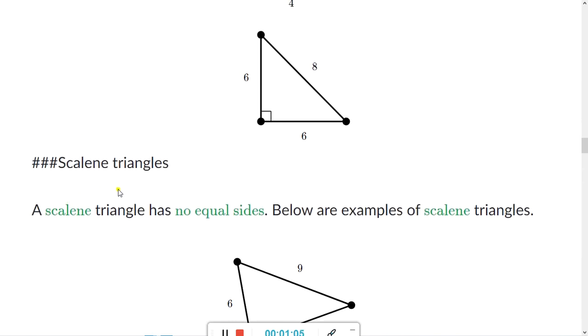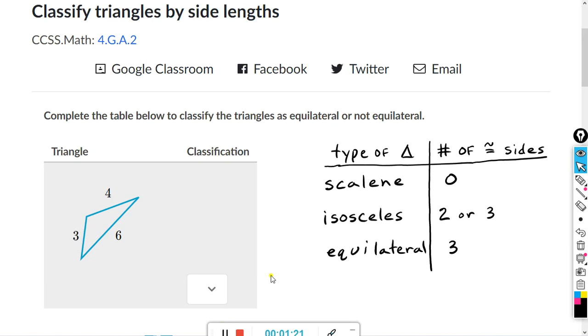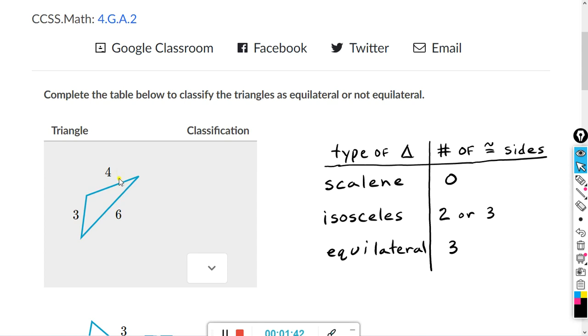And finally, a scalene triangle has no equal sides. So if all three sides are different from one another, different side lengths, then that is a scalene triangle. All right, so I made a little chart here for the type of triangle and the number of congruent sides. So a scalene triangle has no congruent sides. Isosceles is 2 or 3, and an equilateral is 3. All right. So here we go.